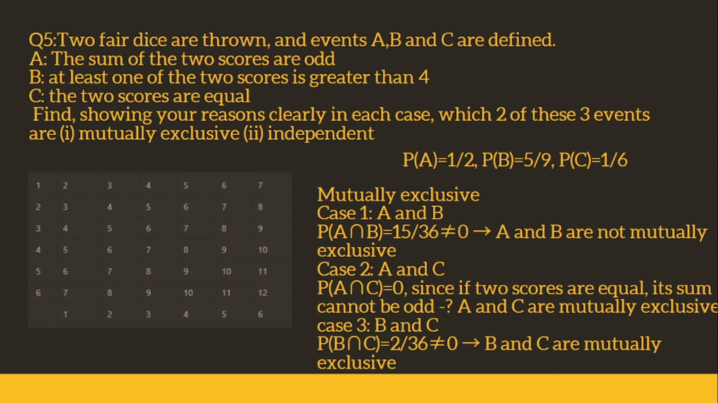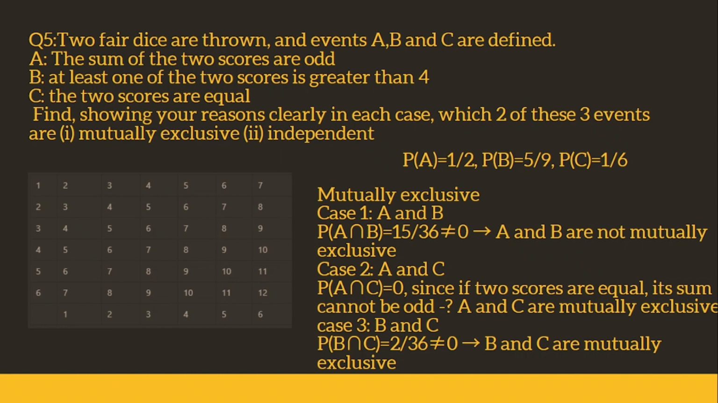So you take the probability of A and B happening together. In this case, it is 5/6, which isn't 0. So A and B are not mutually exclusive. Then we look at A and C. The probability of both happening at the same time is 0, since if the two scores are equal, the sum cannot be odd. That's why A and C cannot happen at the same time. So A and C are therefore mutually exclusive.